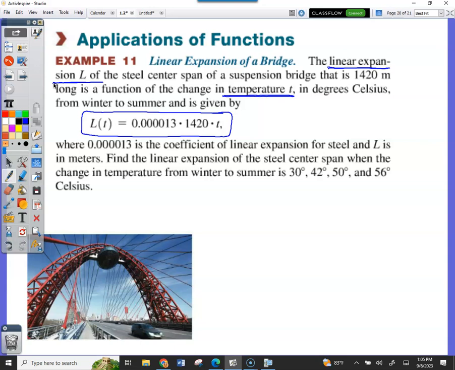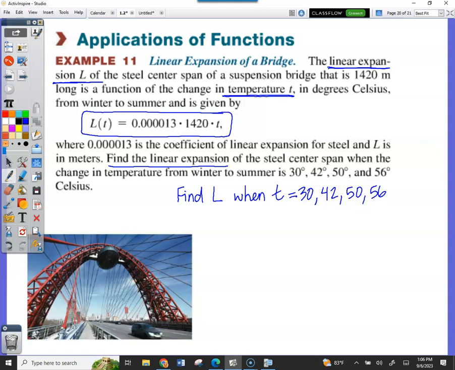Find the linear expansion. Well, what letter was that? L. That is saying find L. If I'm telling you to find L, then I'm secretly giving you what to plug in. What letter? Remember the T. T. Every time. Every time. So find L when T is, and then they give you the list. When T is 30, 42, 50, 56.